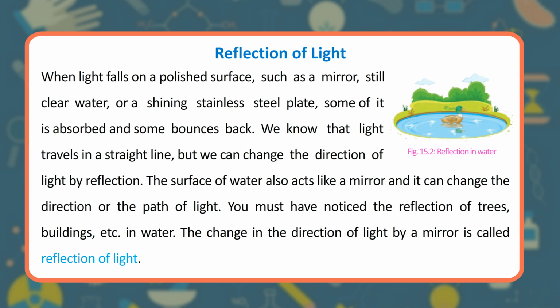Reflection of light. When light falls on a polished surface, such as a mirror, still clear water, or a shining stainless steel plate, some of it is absorbed and some bounces back. We know that light travels in a straight line, but we can change the direction of light by reflection. The surface of water also acts like a mirror and it can change the direction or the path of light. You must have noticed the reflection of trees, buildings, etc. in water. The change in the direction of light by a mirror is called reflection of light.